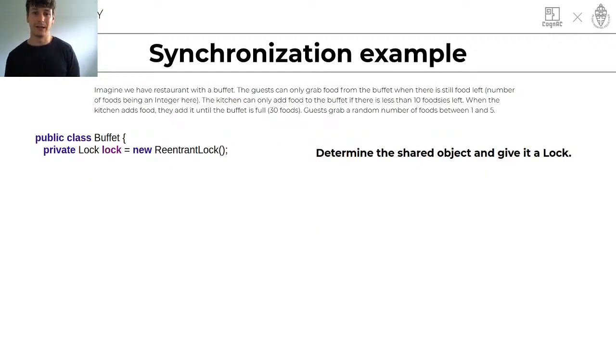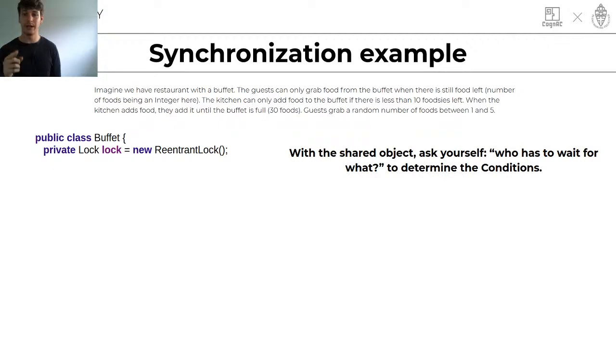Okay, so back to my example. Determine the shared object and give it a lock. Well, the shared object is the buffet because there are multiple guests and 1 kitchen using that class. Also, in the exam, most of the time what I've seen is that there's a shared object that has basically 2 types operating with it. So for example, the taxi and train assignment was a perfect example where you had 1 train and multiple taxis. So determine the shared object, give it a lock. So the buffet, we give it a lock. Point scored.